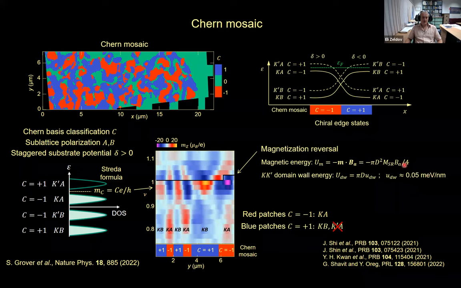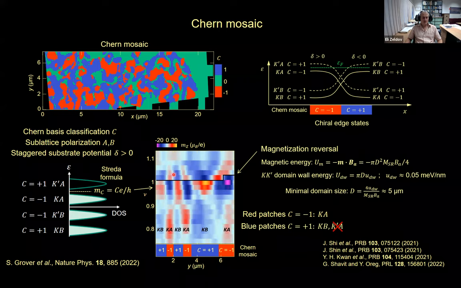So we can just plug in all the numbers that we know from experiment. And what we find is that the minimal domain size should be of about 5 microns. Namely, if we have domains that are smaller than about 5 microns, the domain wall energy is the dominant one. Whereas if the domains are large, then you can gain from the bulk orbital magnetization.